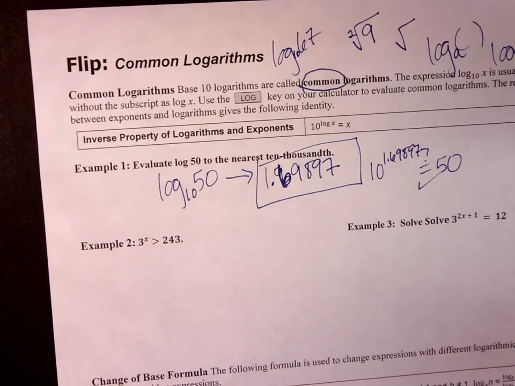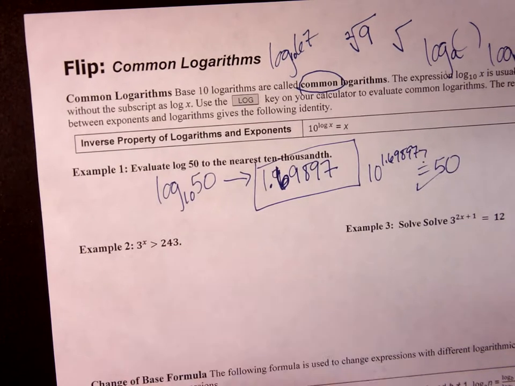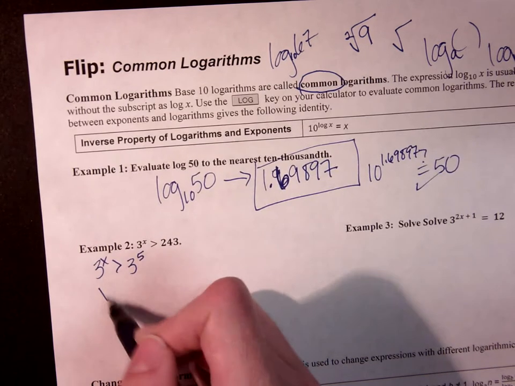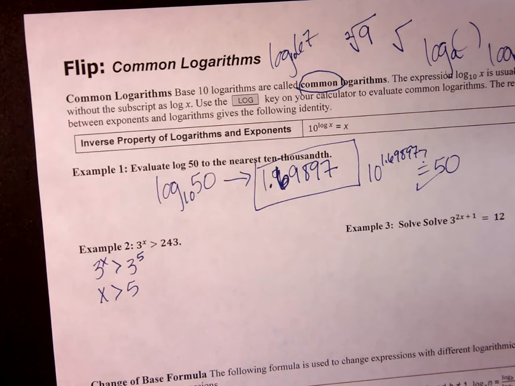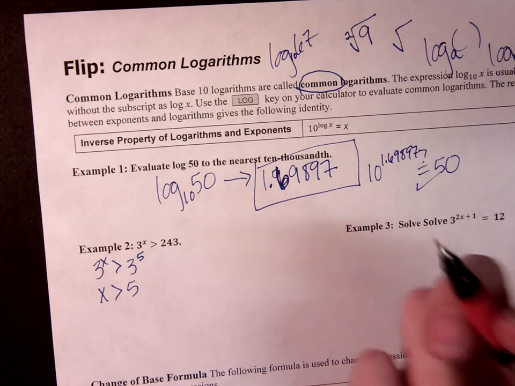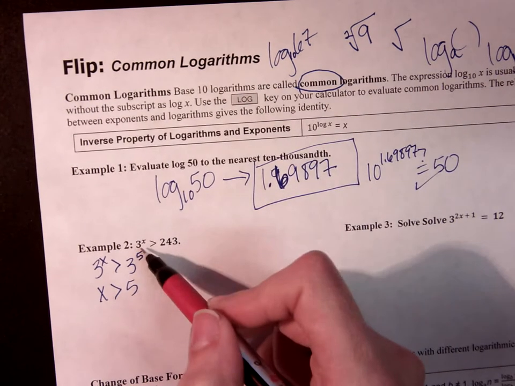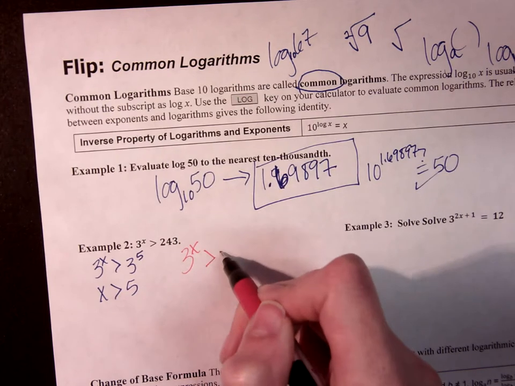So here's where this is helpful. If I remember that 243 is 3 to the 5th, I can rewrite this. 3 to the x is greater than 3 to the 5th, and I can solve x greater than 5. No big deal. But if I didn't remember that, or maybe I missed it when I was going through my chart or when I was trying different values and I couldn't come up with a power of 3 to get 243, then because logs and exponents are inverses, we're going to start with 3 to the x greater than 243.